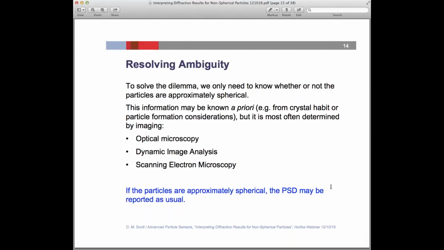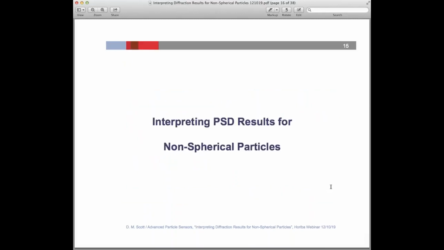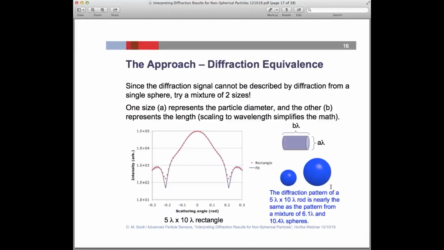And if the particles are spherical, the PSD can be reported as usual. So no worries. If it isn't, if you know that you have a non-spherical particle, then what do we do? Okay, so I showed you a diffraction pattern already. I can't get a good match between the diffraction signal for a non-spherical particle and a single sphere. But if that doesn't work, we can try a mixture of two different spherical sizes. And so one sphere might represent the particle diameter, in the case of the diameter of this rod, and the other sphere might represent the length of the rod.